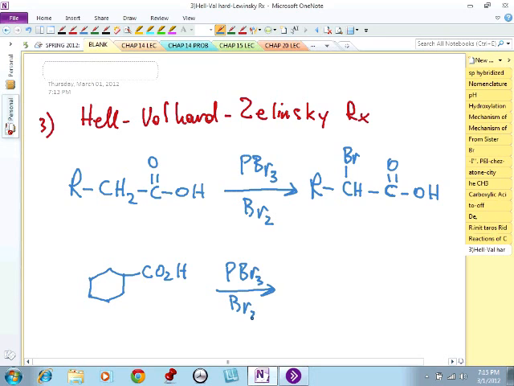What would be the product? What would be the product of this reaction? Okay, this is the alpha carbon here. So we do replace the alpha hydrogen. Very good.